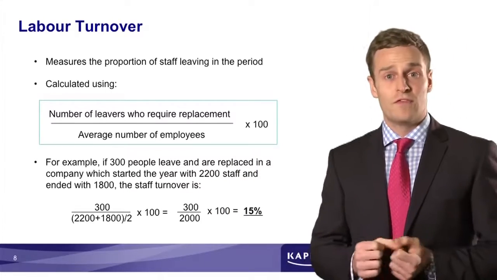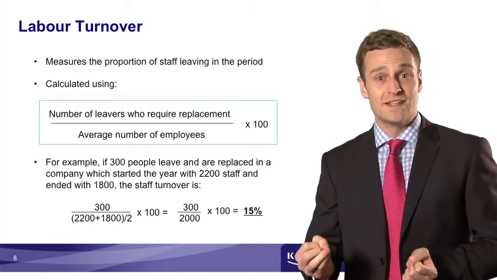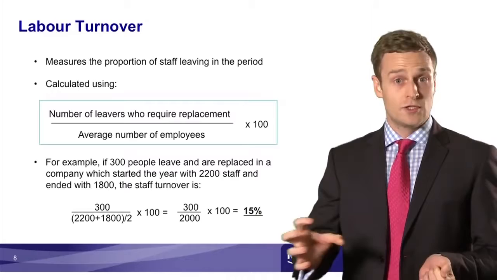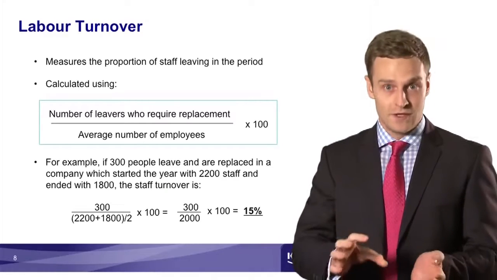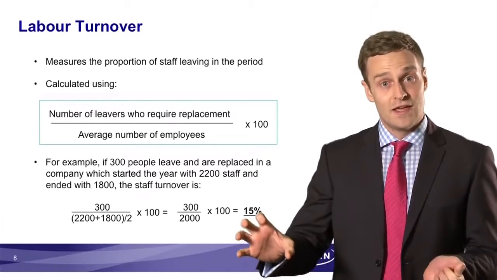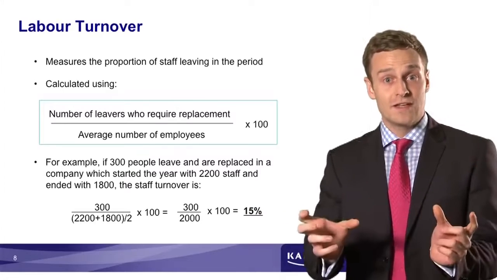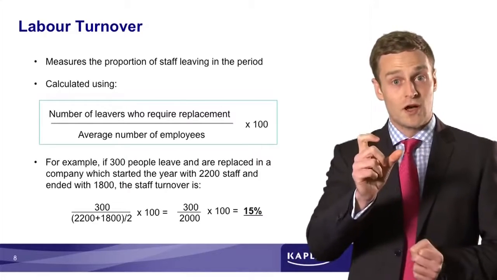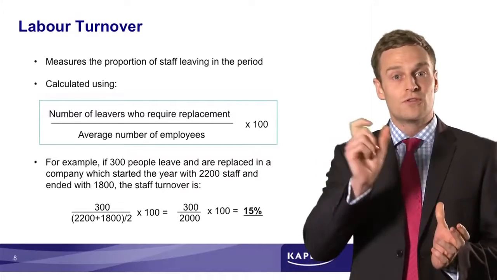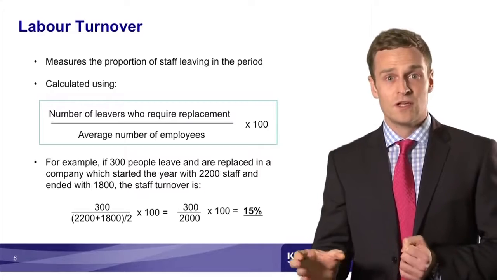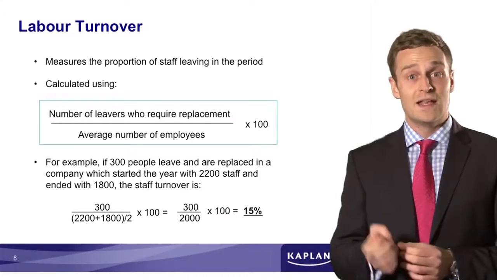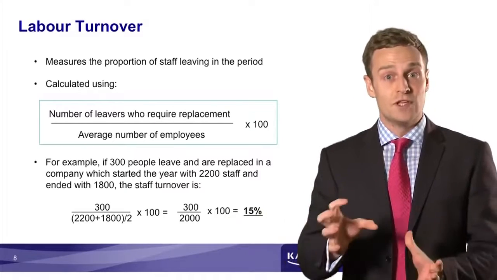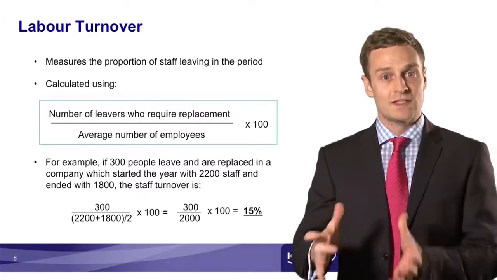So as an example, if 300 people have left our business in the year and require replacement, and we've got 2,200 staff at the start of the year, and then 1,800 at the end of the year, if we take the average of the start and the end, that comes to 2,000 staff we've had on average during the period, and 300 staff have left. So we do 300 divided by 2,000 times by 100, which gives us a labour turnover of 15%, which incidentally is about the average for the UK.